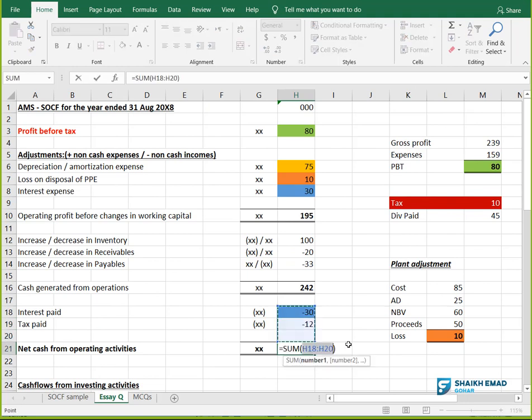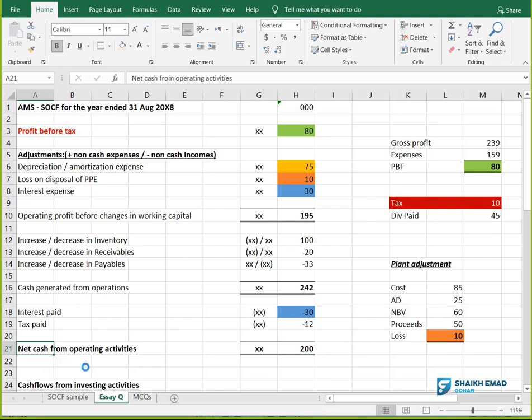So we got the answer for our operating activities, which is 200. This is plus, so I will call it net cash from operating activities. If it is minus, I will call it net cash used in operating activities. Please write yes in the chat box if you got the point.